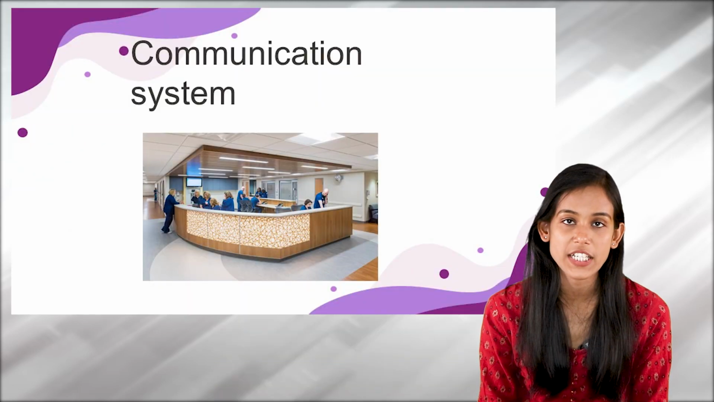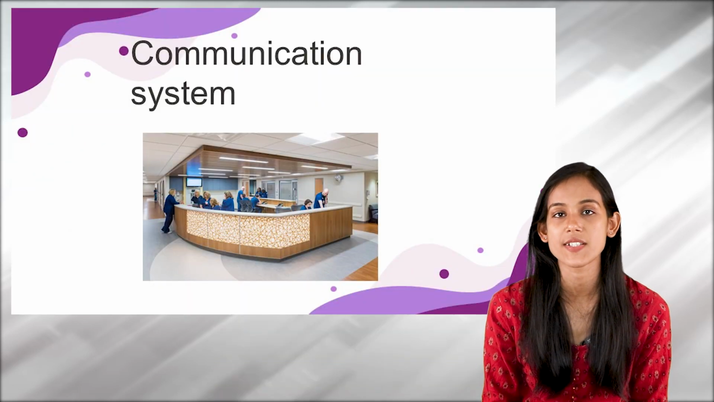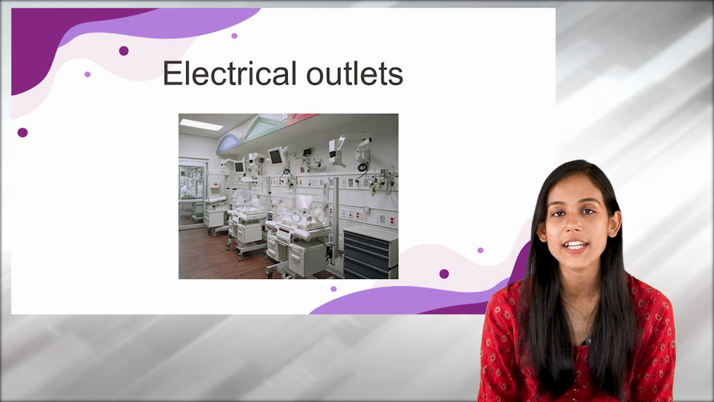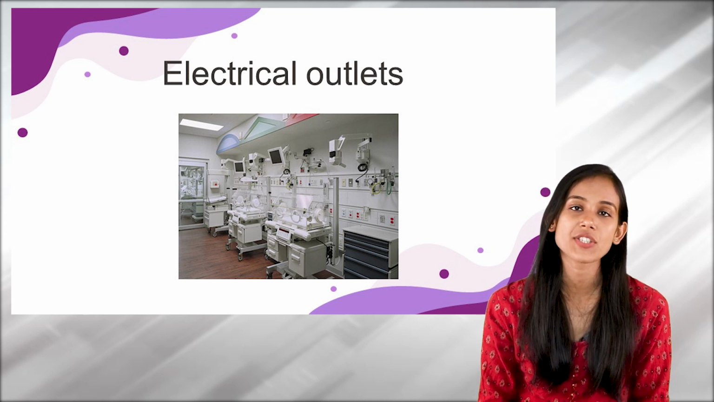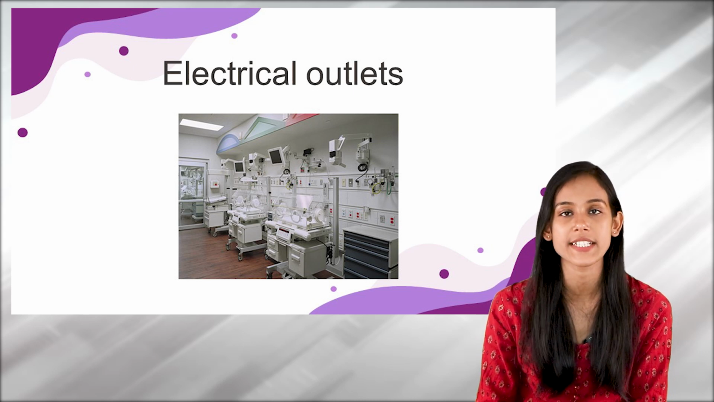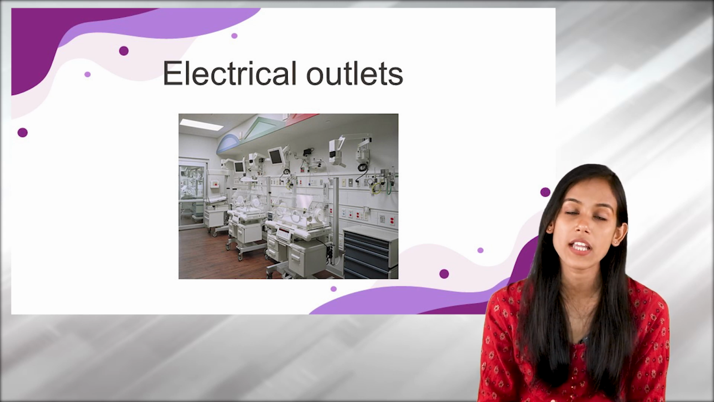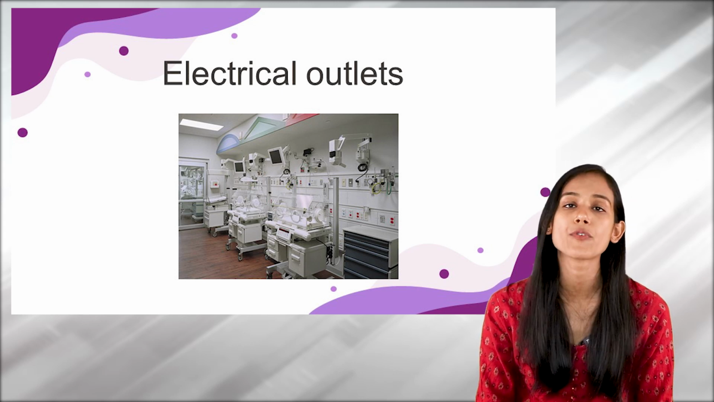Next, coming to the communication system. This unit should have an intercom and also a direct outside telephone line. The next is electrical outlets. Each patient station should have 12 to 16 voltage stabilized electrical outlets so that it is sufficient for all the equipment. There should be an additional power plug point, and also there should be round the clock power backup with a UPS system. So this is how the electrical outlets should be. This was about the physical setup that we need to do.